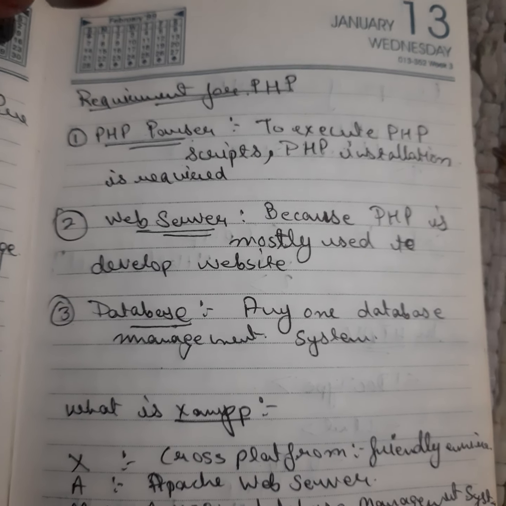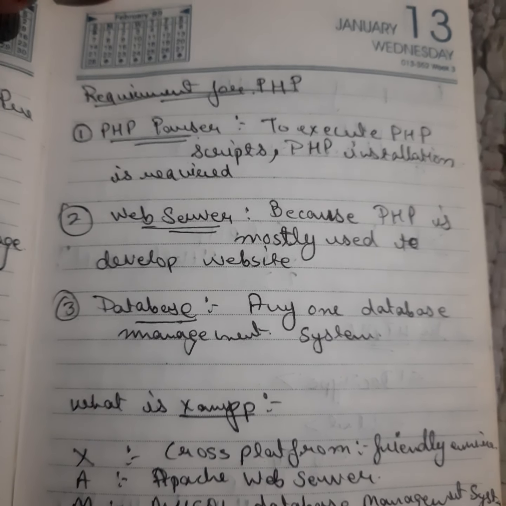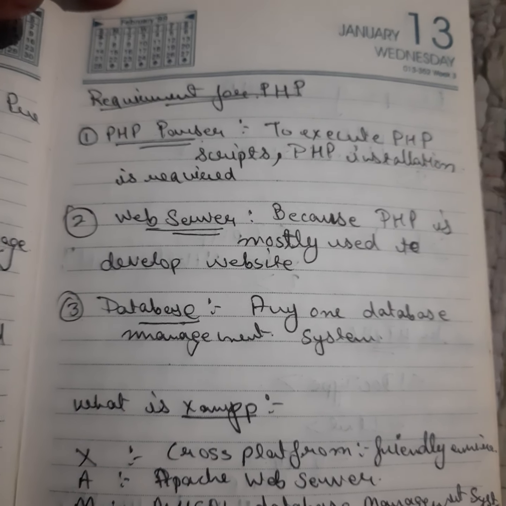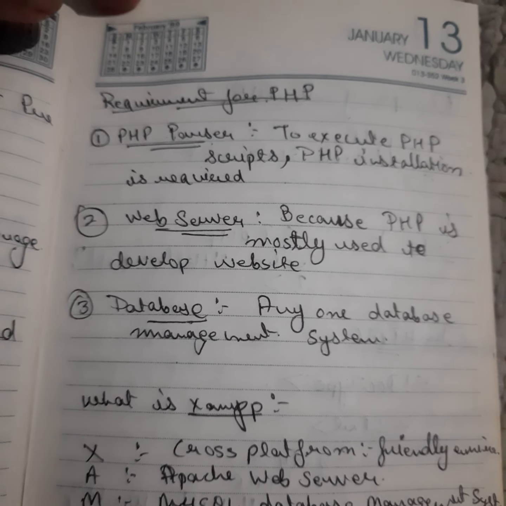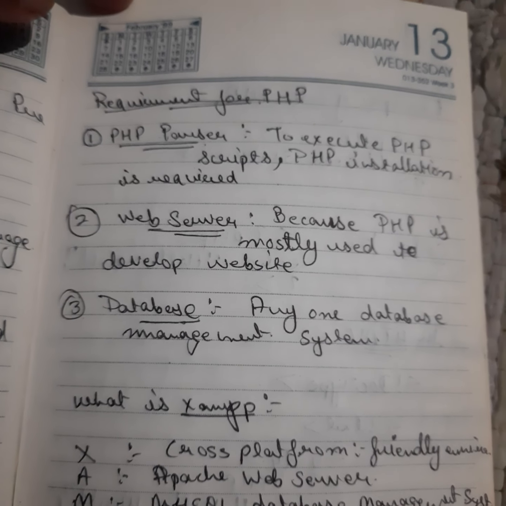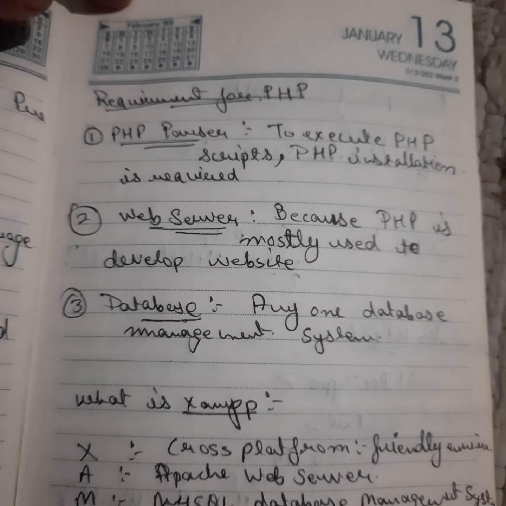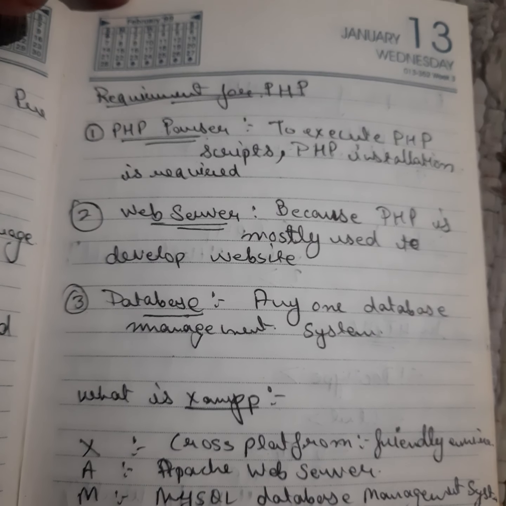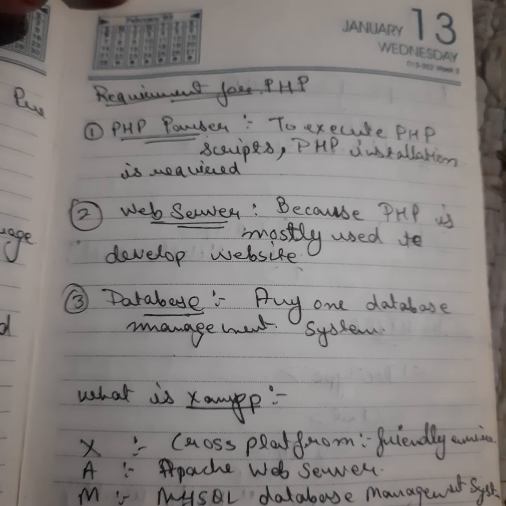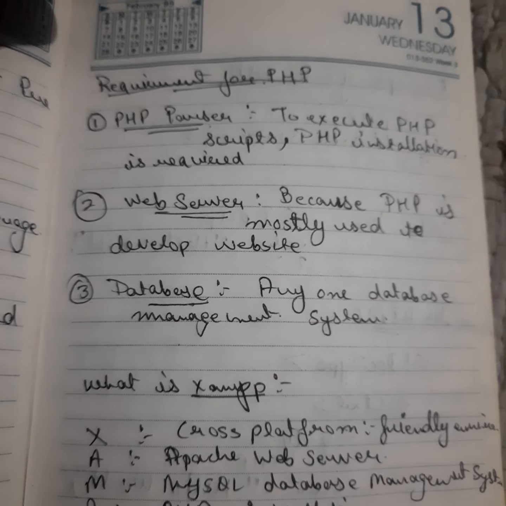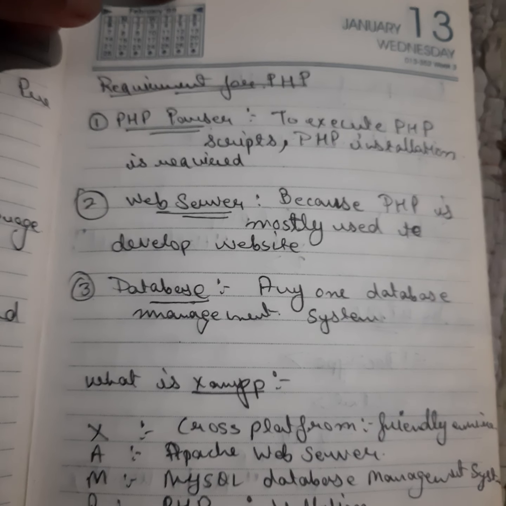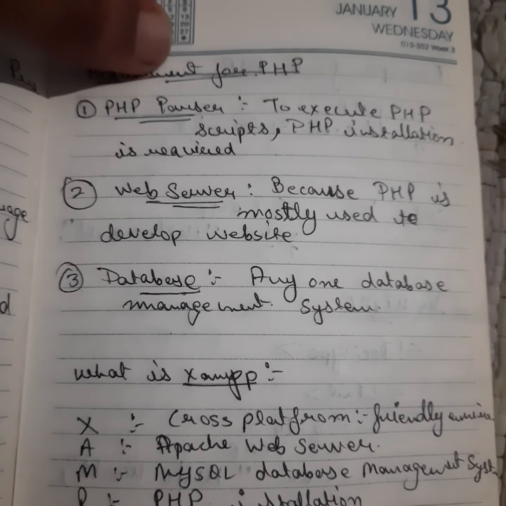of three types: PHP parser, web server, and database. You need three requirements. The PHP parser is used to execute the PHP script, and PHP installation is required. And the web server, since PHP is mostly used to develop a website. Database, any one database management system, either MySQL or SQL.